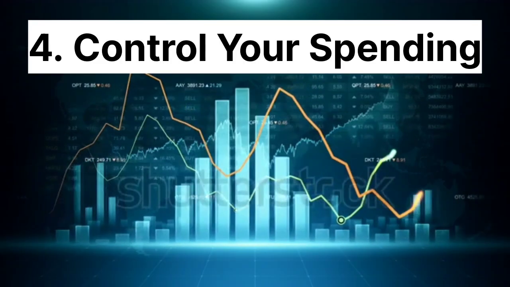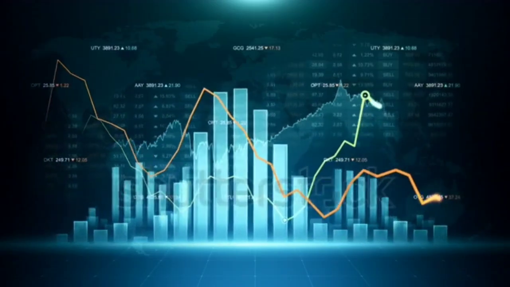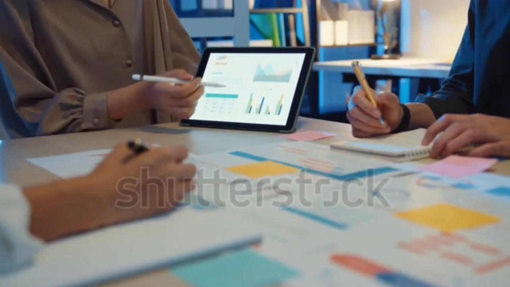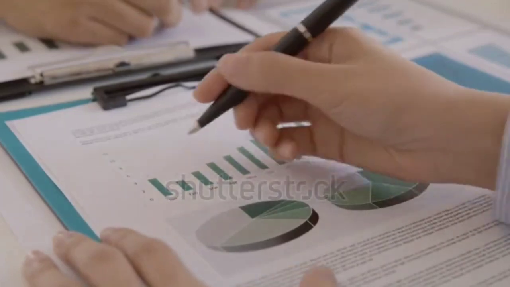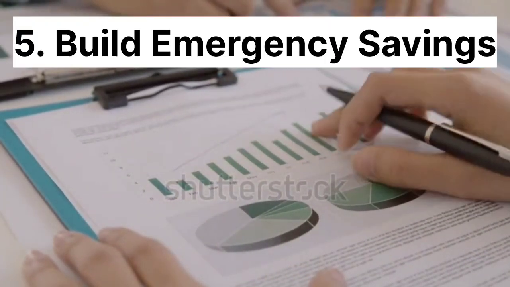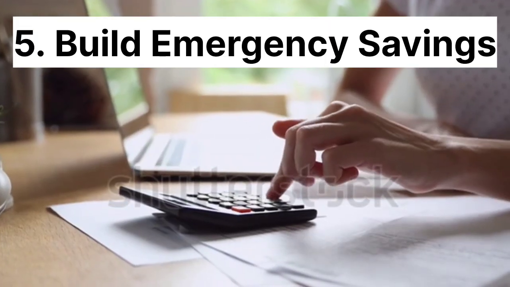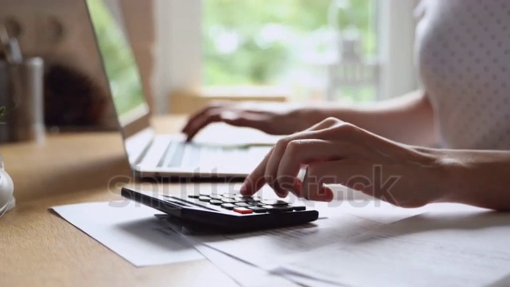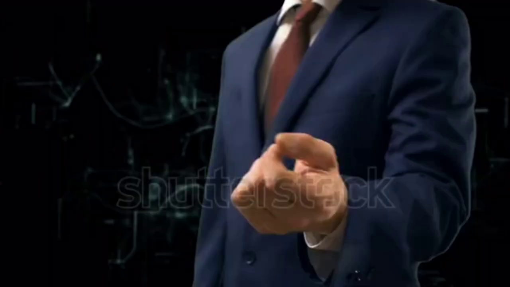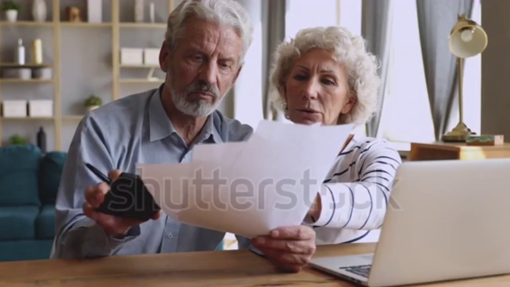4. Control your spending. Monitor your spending habits and reduce unnecessary expenses. Living below your means can free up more money to save and invest. 5. Build emergency savings. Having an emergency fund can prevent you from going into debt when unexpected expenses arise, helping you maintain or improve your net worth.